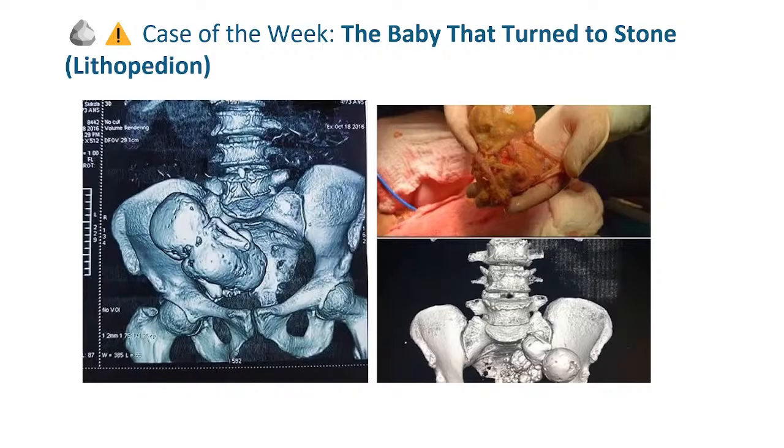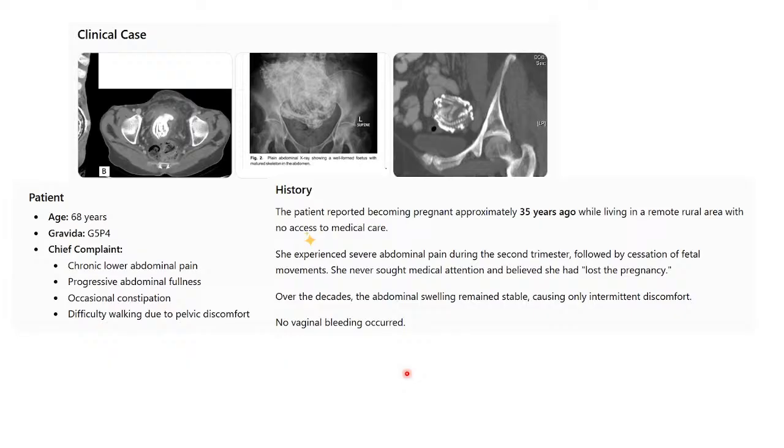She experienced severe abdominal pain during the second trimester, followed by cessation of fetal movements. She never sought medical attention and believed she had lost the baby. Over the decades, the abdominal swelling remained stable, causing only intermittent discomfort. No vaginal bleeding. You can see here on this X-ray what we have.